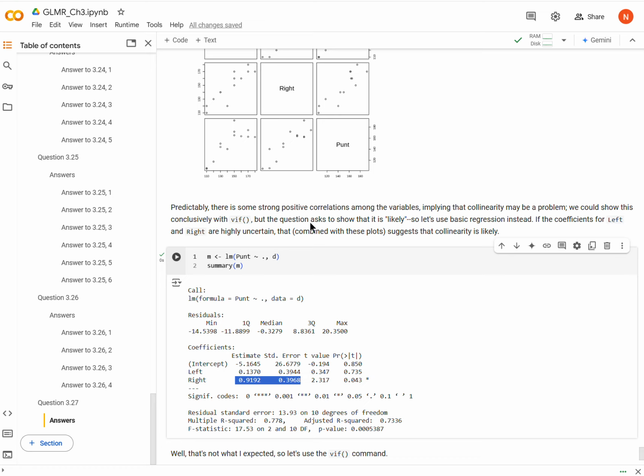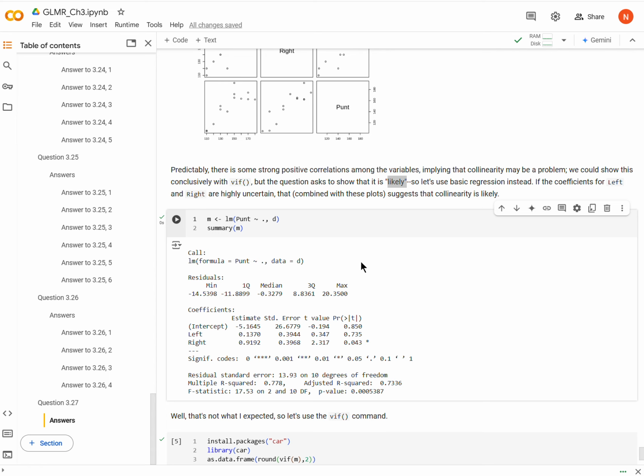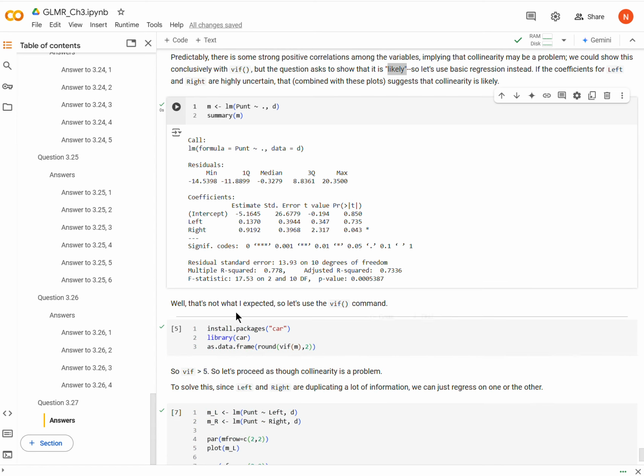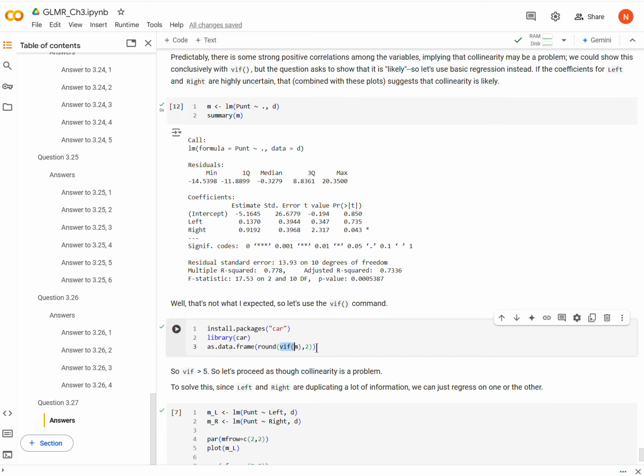The question asks whether or not collinearity is likely to be a problem. I think it's likely based on the plot as well as the estimate for left leg, but the estimate for the right leg makes it a little bit ambiguous. So we will try to definitively show whether or not there is collinearity taking place. To do this, we need to install the car package and load it, and then we will just use the VIF command here.